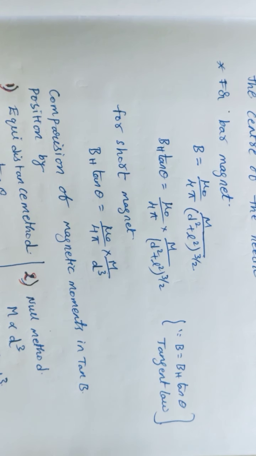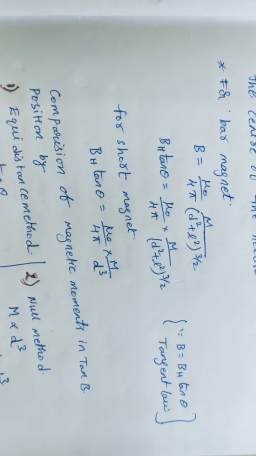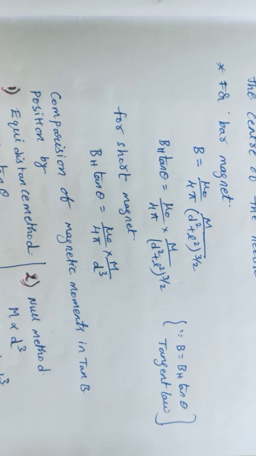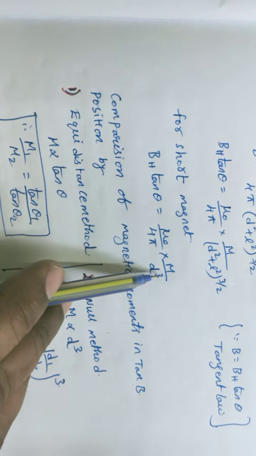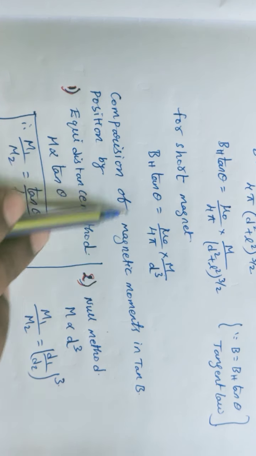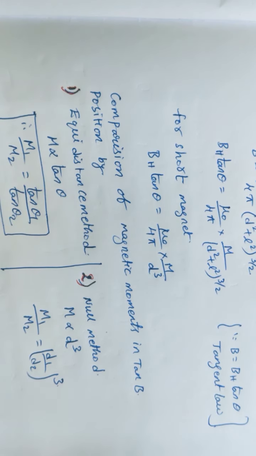By comparison of magnetic moments in tan B position by the equidistance method, d is maintained constant, so all the remaining factors are constant. Then M is proportional to tan theta. Here also we get M1 divided by M2 is equal to tan theta 1 divided by tan theta 2. Further we go for the null method. In the null method, M is proportional to d cube, so tan theta remains constant. Then M1 by M2 is equal to d1 by d2 whole cube.